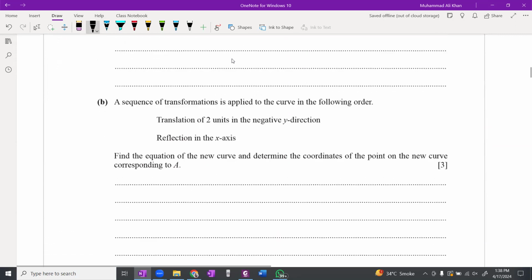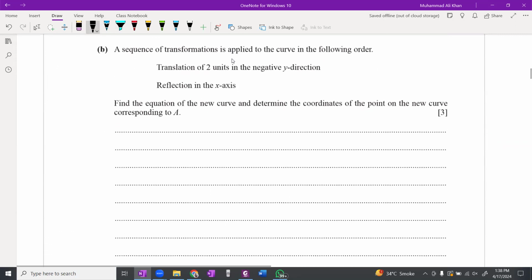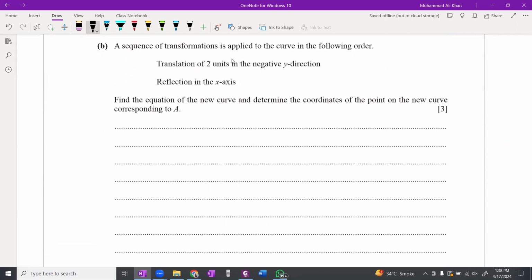After that, part B is about the transformation. A sequence of transformations is applied to the curve in the following order. Translation of 2 units in the negative y direction, reflection in the x-axis.